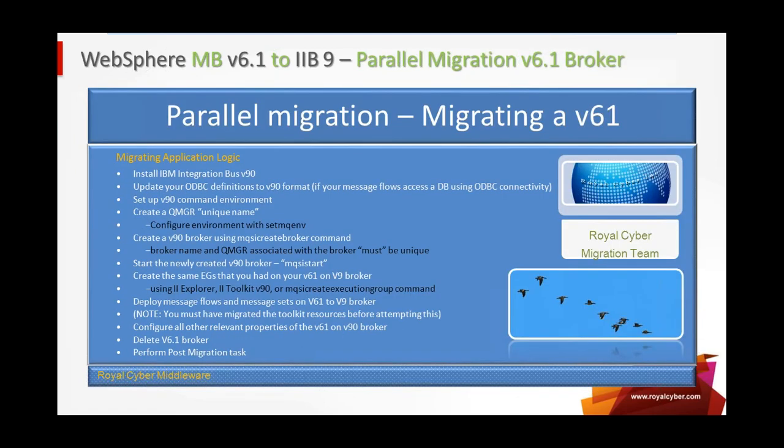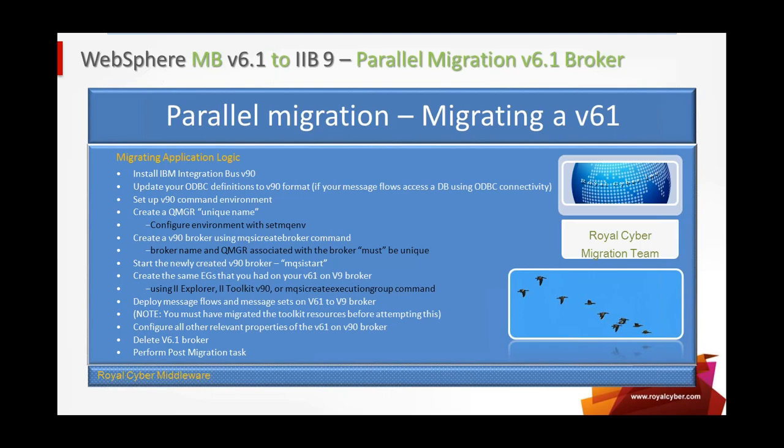Now we move to the next slide, and we talk about the parallel migration of the broker 6.1. Again, the steps are more or less the same. You have to install Integration Bus V9 on your box. Then you have to give your ODBC definition in the V9 format, and then you go to your command environment and create your broker there. First you have to create a queue manager, and if you are on the same machine, then you have to give another name. If you are on another, remote machine, you can use the same queue manager name which we were using earlier.